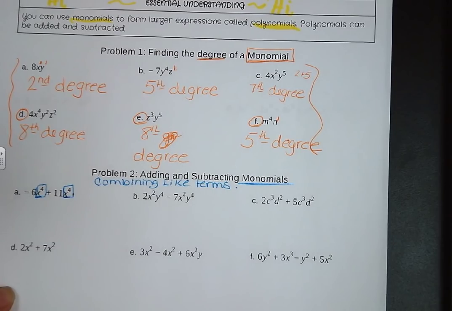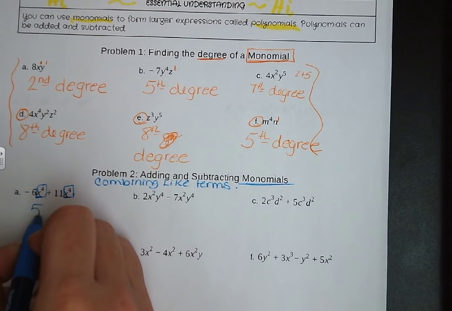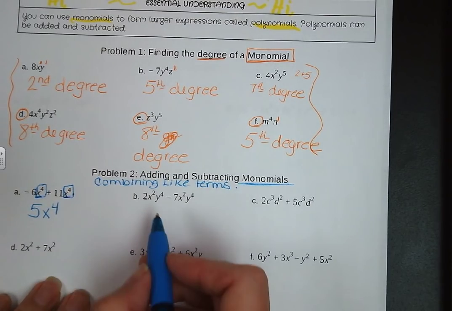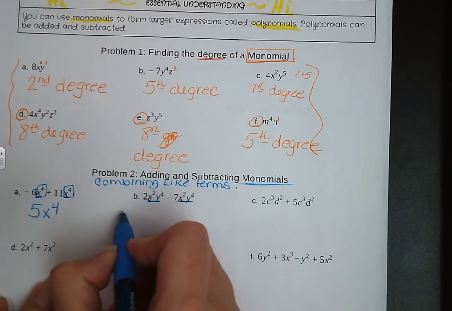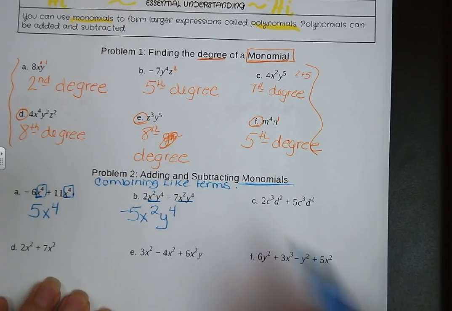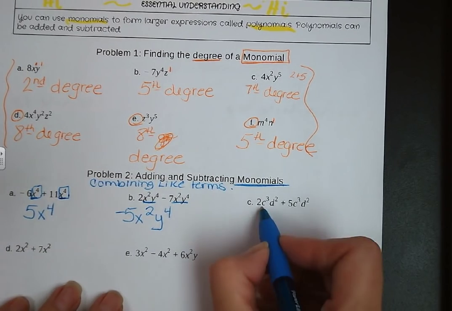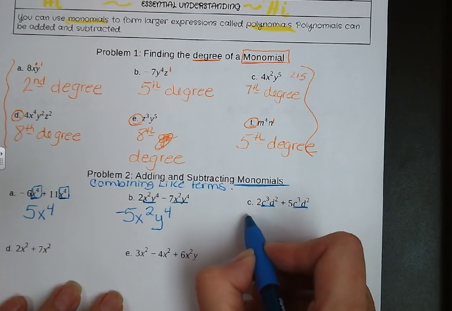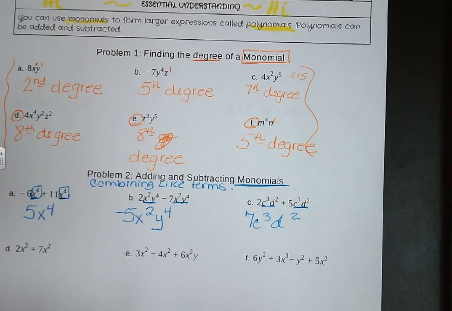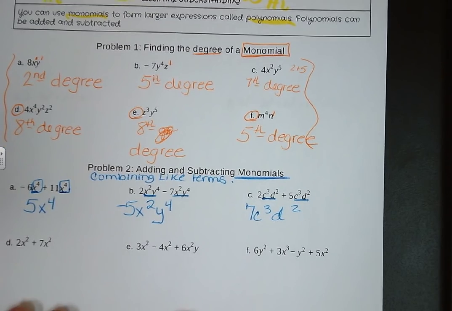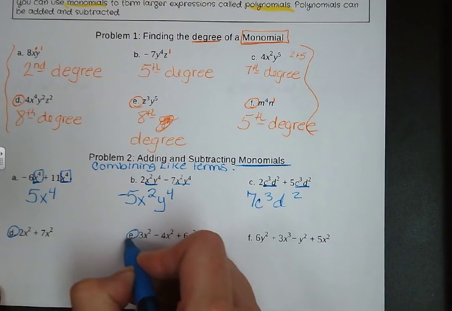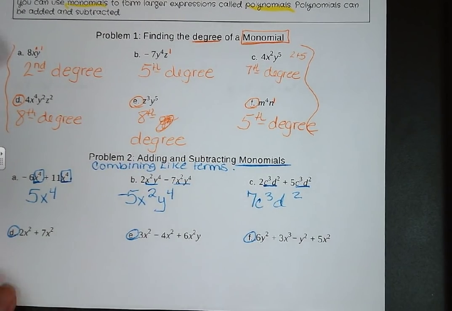All right, so in letter A, we have 2 x to the 4th terms. -6 plus 11 is going to be 5x to the 4th. Letter B, x squared y to the 4th, looks the same in both ones, so we can subtract that. 2 minus 7 is -5x squared y to the 4th. Letter C, we've got c cubed d squared. 2 plus 5 is 7. 7c cubed d squared. All right, I'd like you guys to try letters D, E, and F. And again, we will go over them.